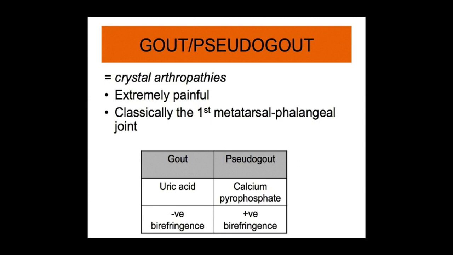Now, the way that we are able to diagnose whether it is gout or pseudogout is by taking an aspirate of the joint and then putting the aspirate through a plain polarized light. Now, the crystals of uric acid are negatively birefringent, whereas the crystals of calcium pyrophosphate are positively birefringent. And that is how we are able to diagnose which one it is, and therefore use the correct treatment. However, both treatments will use copious amounts of analgesia.